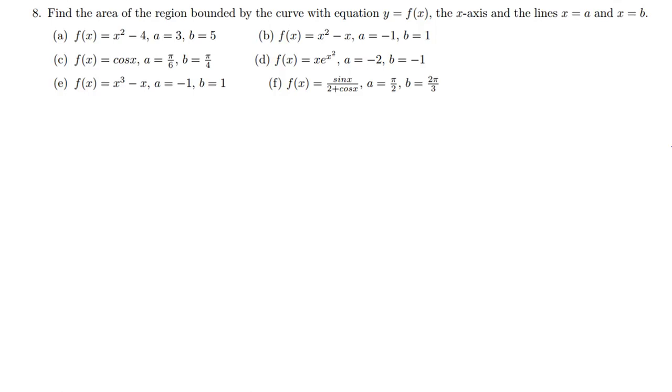Hi everyone, today I'm going to start with question 8, since we finished questions 1 to 7. The question reads: find the area of a region bounded by the curve with the equation y equals f(x) and the x-axis, and the lines x equals a and x equals b.